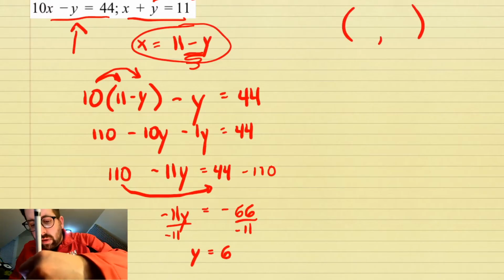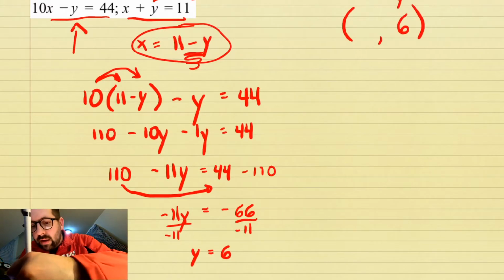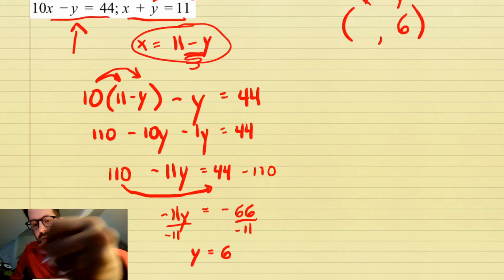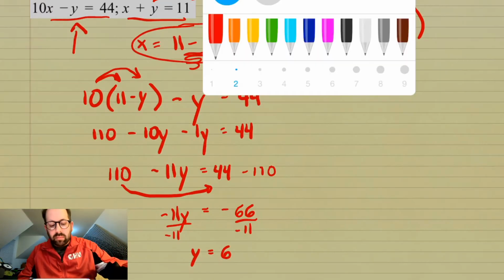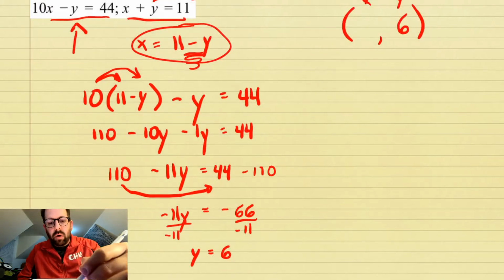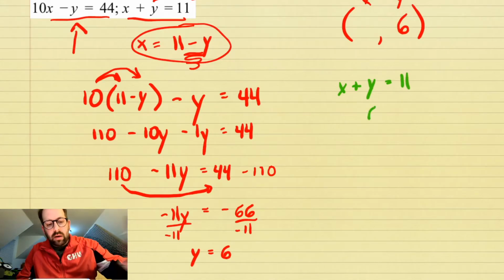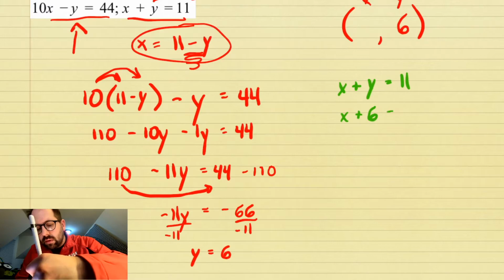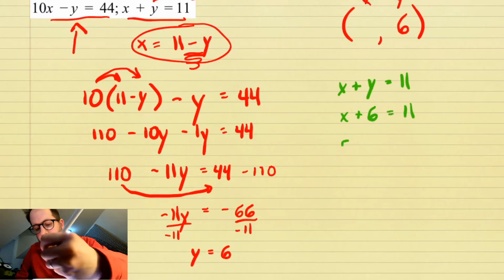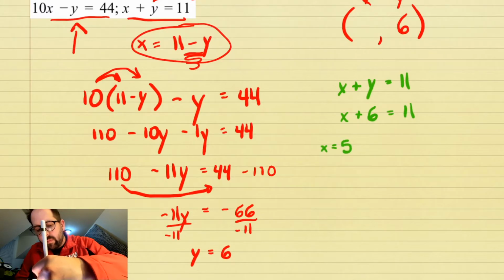Alright, so now my y ended up being a 6. So now I need to figure out what my x number is. Again, just like we did before, you're going to pick one of the equations. I'm going to probably pick the second one again, and I'm going to plug in my answer. My y ended up being a 6 on this one, so by common sense, my x has to be a 5.